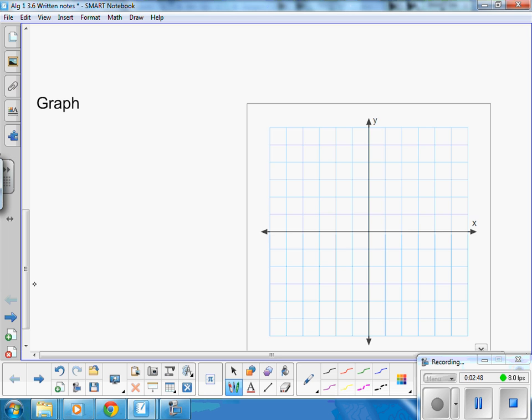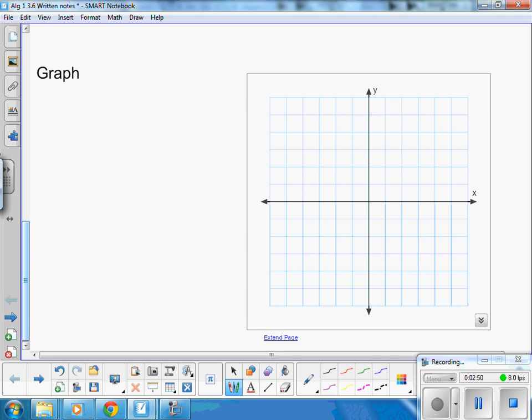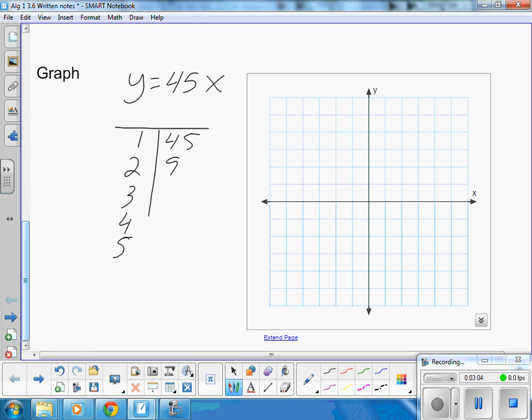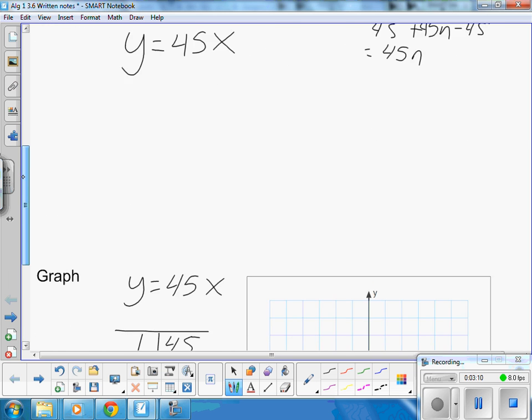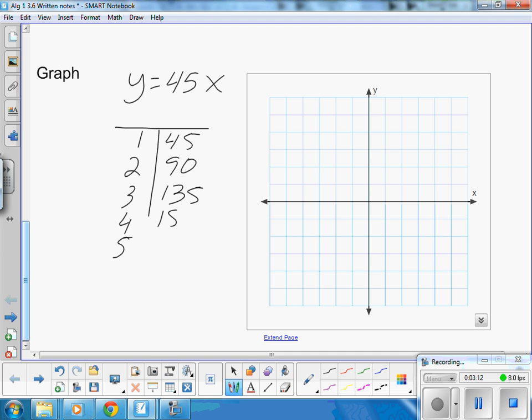The graph. Okay, we need to graph this. Well, remember, we are graphing y equals 45x. So if x is 1, 2, 3, 4, 5, just like in the table above, we have 45, 90, 135, 180, and 225.